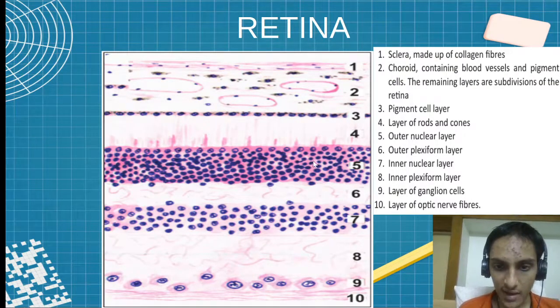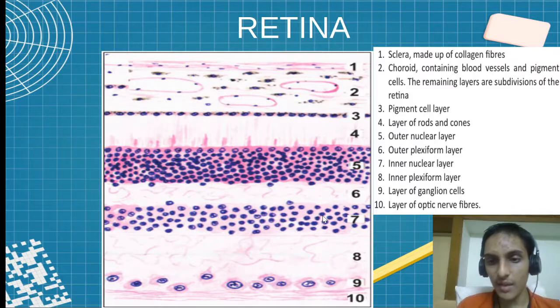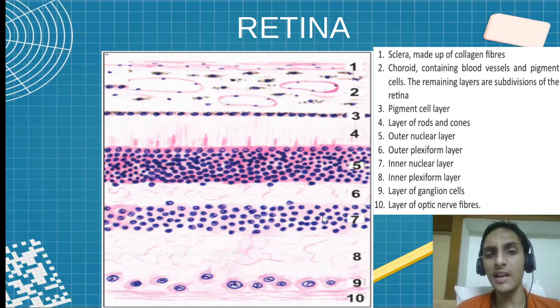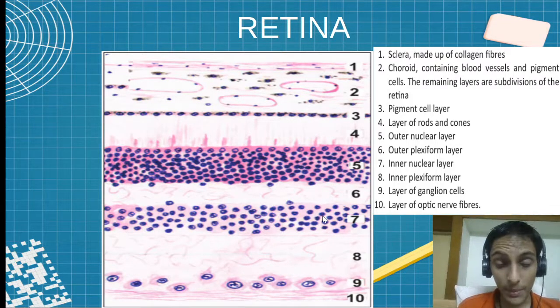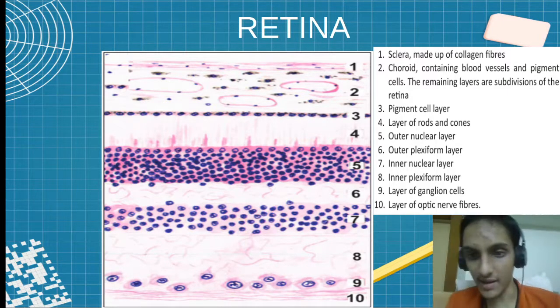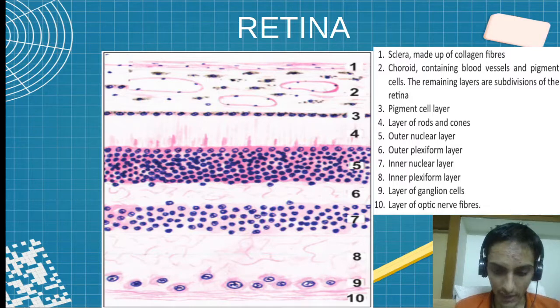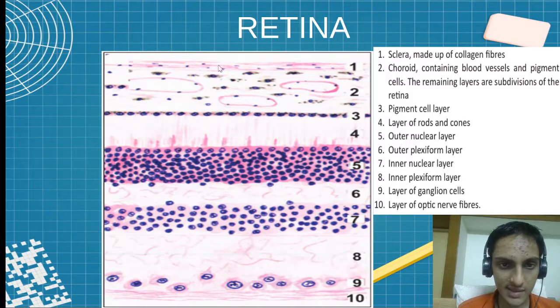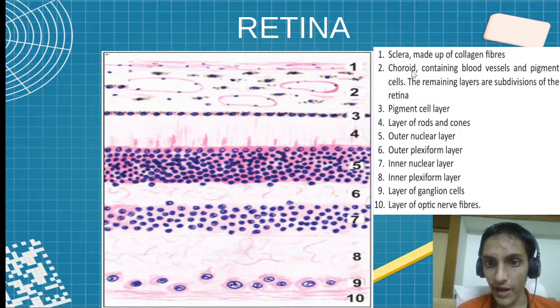So retina. In the retina, please remember these 10 important layers which I am going to tell you now. Please, very important these layers. Please register in your mind these layers. It is very important. So we'll go with the layers now. Sclera. So first layer sclera we are seeing. This is the sclera.